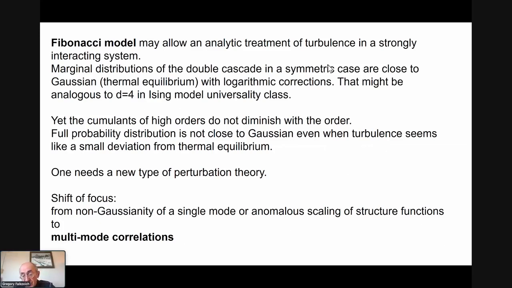The statement which was actually made before is that weak turbulence is weak as long as you are interested only in a pair correlation function. Then the wave kinetic equation works pretty well even for turbulence. But the moment you're interested in the multi-mode probability distribution, it's not close to Gaussian. The same is true with the Fibonacci model in the case where it seems to be close to equilibrium. It isn't.